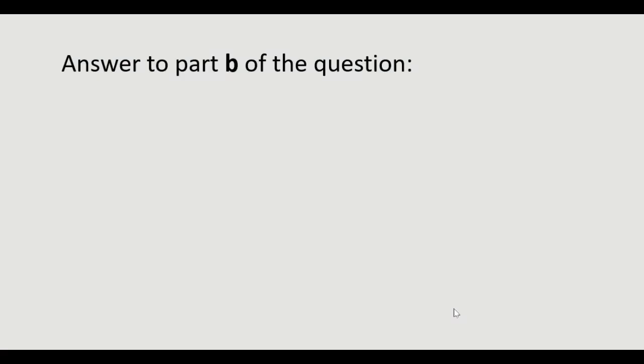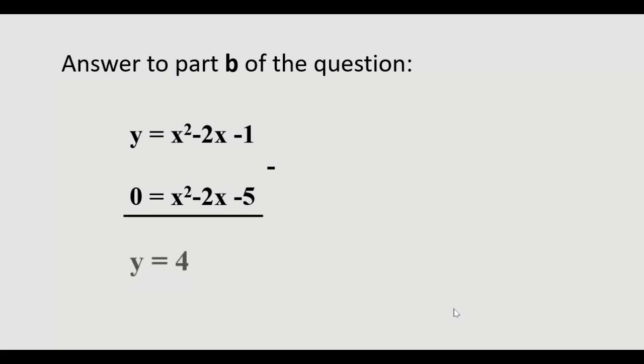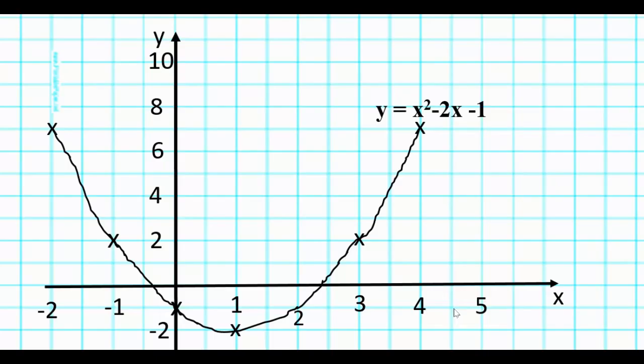The next part of the question is, use the graph to solve x squared minus 2x minus 5 equals 0. Again, we will get the difference, and the difference is y equals 4. We move back to our graph and draw the line y equals 4. Then the point of intersection between y equals 4 and y equals x squared minus 2x minus 1 will give us the solution.